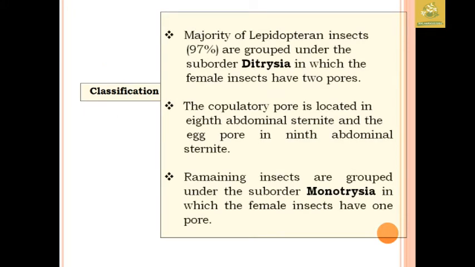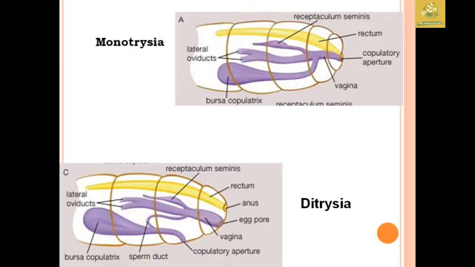And the majority of the Lepidopteran insects are grouped in the suborder Ditrysia, in which the female insect has two pores. So 97% of Lepidopteran insects are classified in this suborder, and the copulatory pore is mainly located in the 8th abdominal sternite and the egg pore in the 9th abdominal sternite. The remaining insects are grouped under the suborder Monotrysia, in which the female insects have one pore. So you can make it as a simple classification among them. And these are the pictures of a Monotrysia insect as well as the Ditrysia insects.